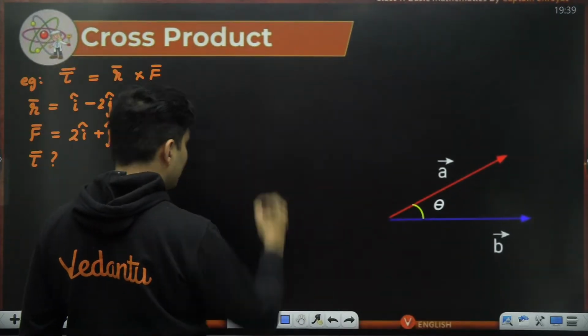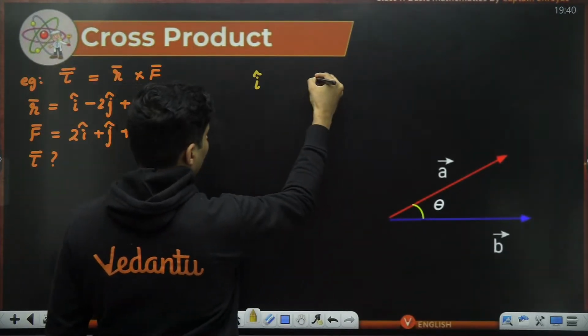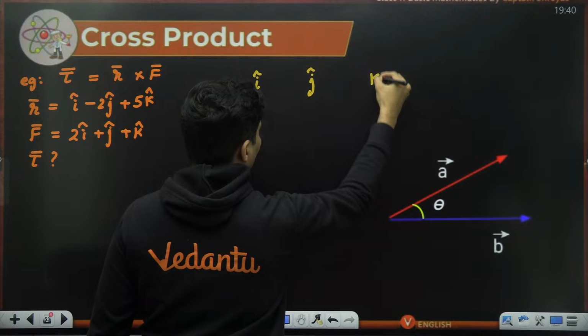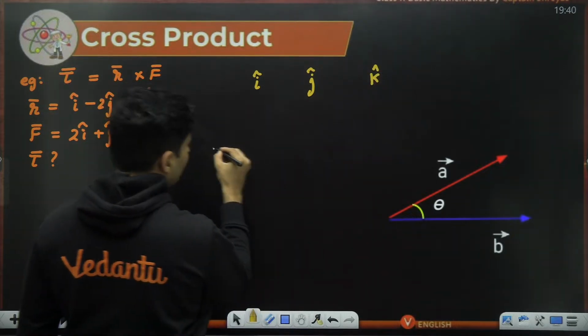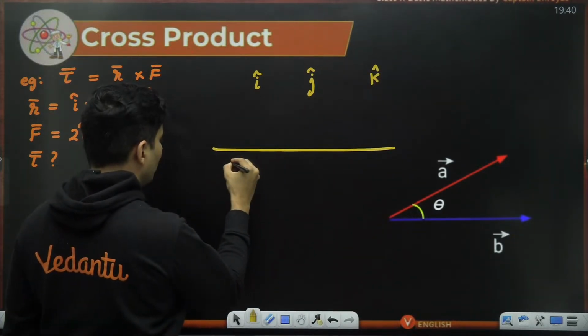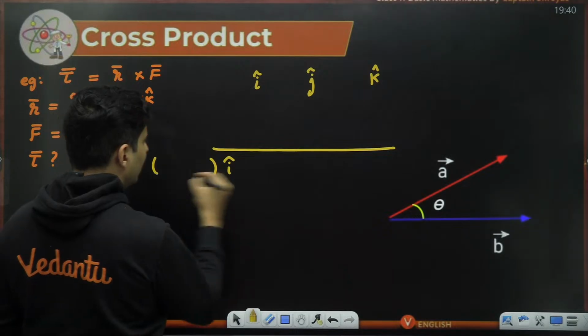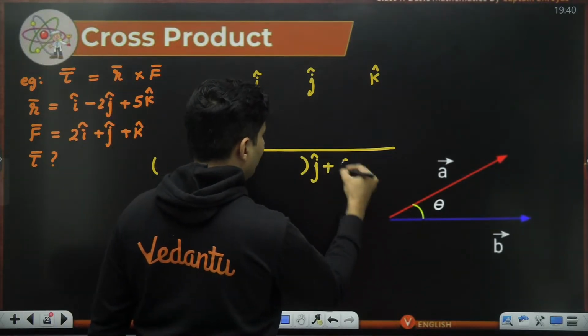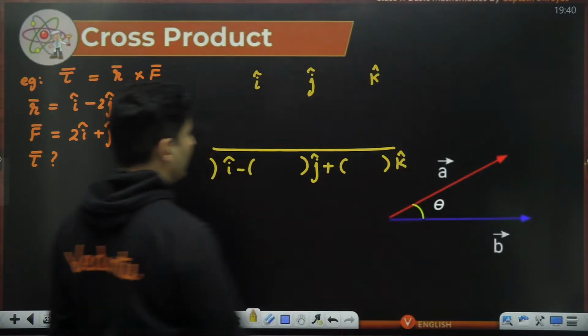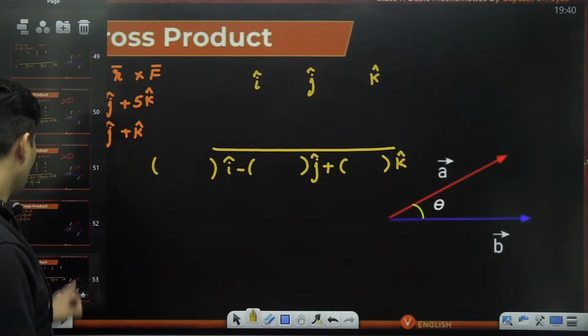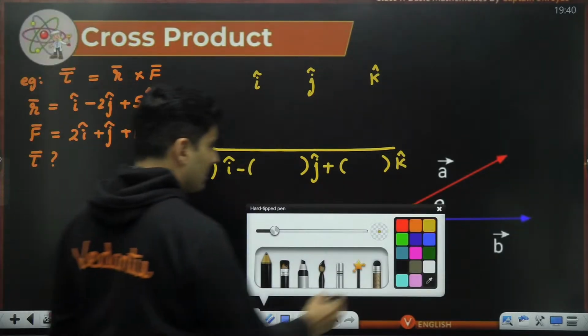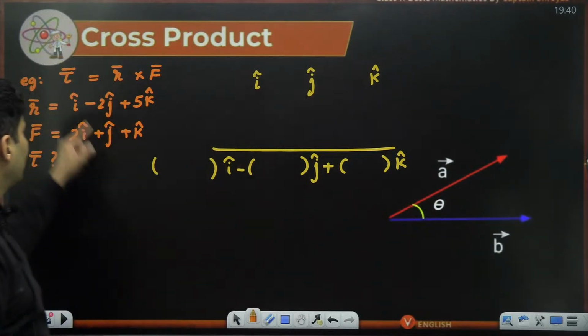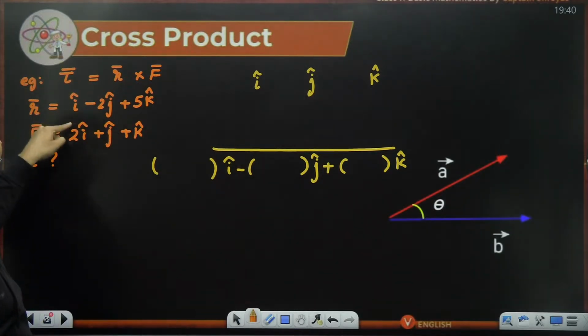First write down i cap, then j cap, and then k cap. Leave two lines, put a big line, and put i cap with a bracket, minus with a bracket and j cap, and a bracket of plus k cap. This is the next step. Next, just start putting the individual components below i, j, k.